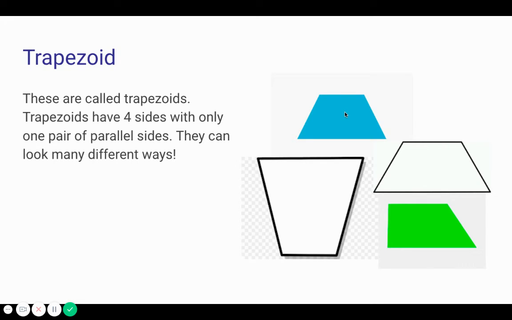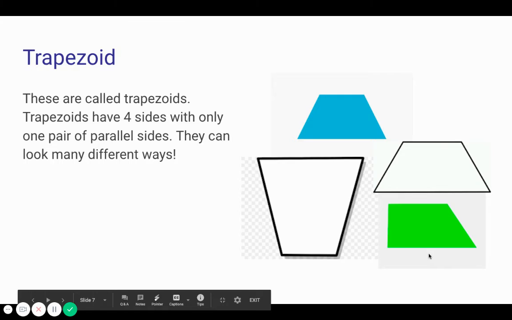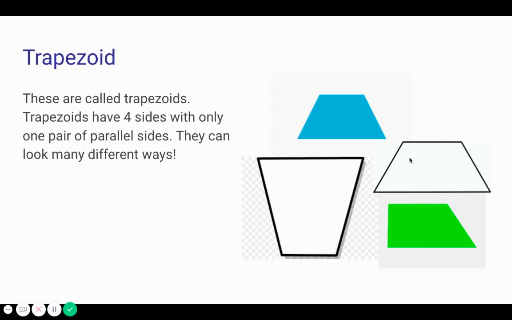And they only have 1 pair of parallel sides. So typically the top is parallel to the bottom. The top is parallel to the bottom. They go the same direction. Because the sides, they don't go the same direction. They're kind of going opposite directions here too.